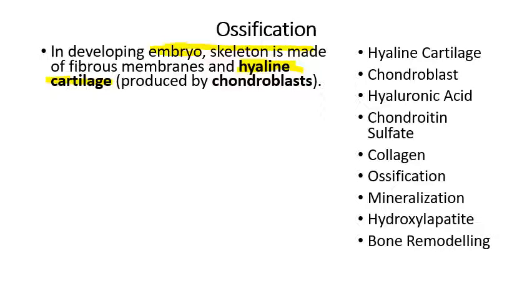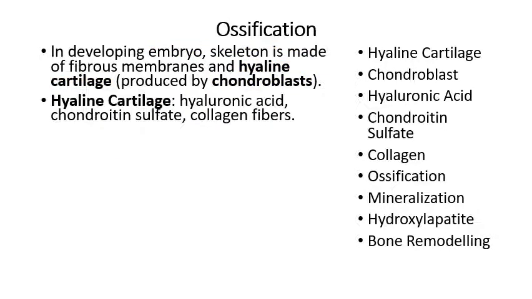And so the bone in the developing embryo is originally made out of hyaline cartilage, which is produced by chondroblasts. The hyaline cartilage is made of the same stuff that other forms of cartilage are made of, which includes hyaluronic acid, chondroitin sulfate, and collagen fibers. All of those things are produced by chondroblasts.